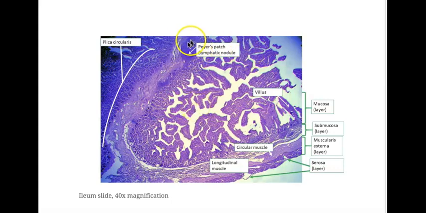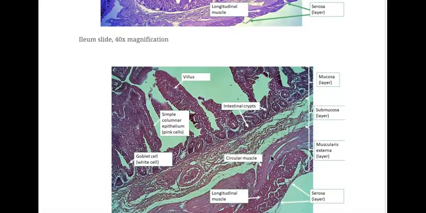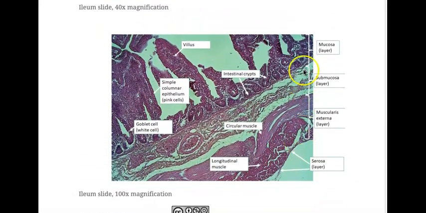You'll still see these Peyer's patches, although they're smaller here. Again, these are lymphatic nodules, part of your immune system. And hopefully you can identify these layers. Again, you're zoomed in a little bit here to a single villus.